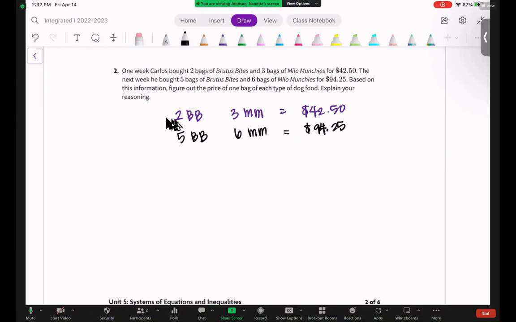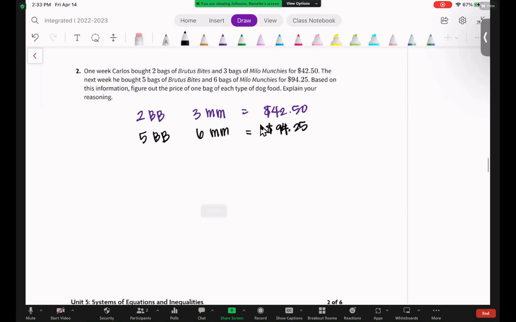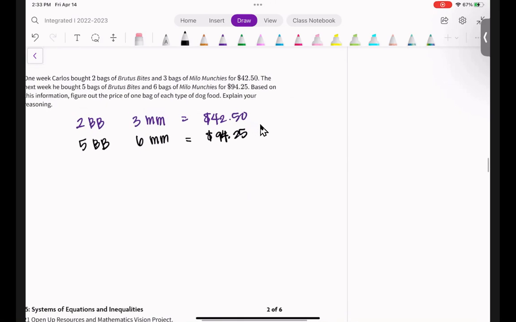And so hopefully you saw a pattern. The pattern that I saw is we almost bought twice as much that second week, except for this week we had to buy an extra bag. So twice as much plus an extra bag is going to help me. Okay. So if I bought twice as much, what would that be? Well, yeah, I'd get 4 bags of Brutus Bites. And then instead of 3 bags, I'd get 6 bags of Milo Munchies.